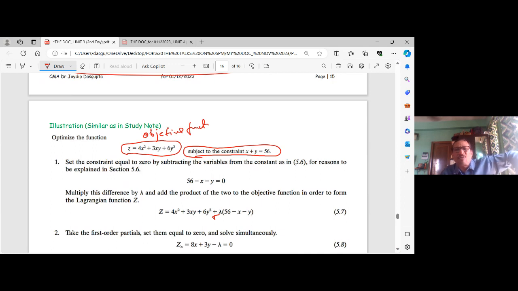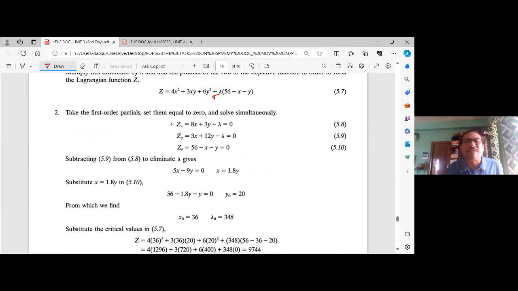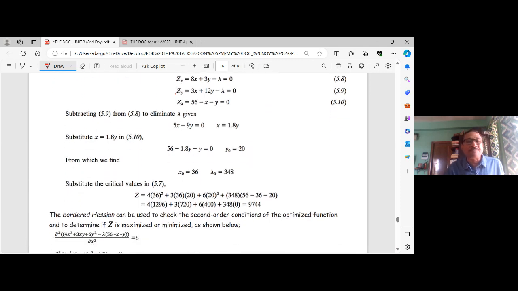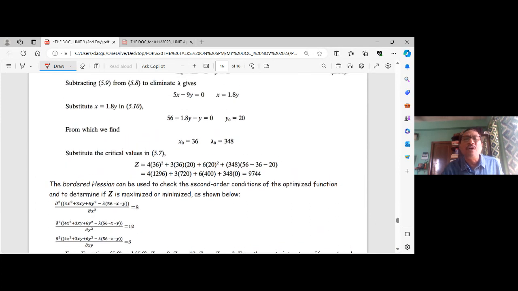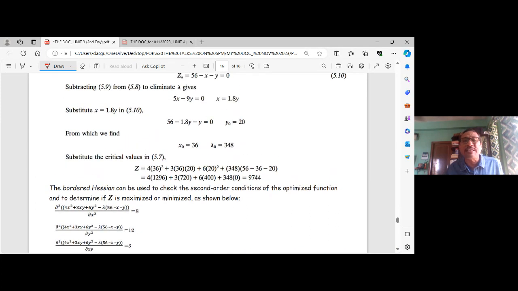It is an interesting situation where the constraint is increased by 1, so x plus y is equal to 57, and then you can show how the profit goes up. For 1 unit, how the profit goes up is a very interesting situation which might come up. Again, Zx is the first order partial derivative, Zy is the first order partial derivative, and Z lambda is the partial derivative with respect to lambda. And you calculate this. For that matter, you have to do the second order. So these are the critical points.